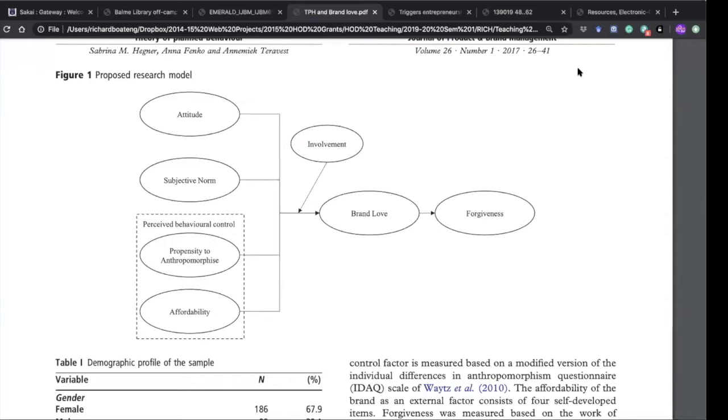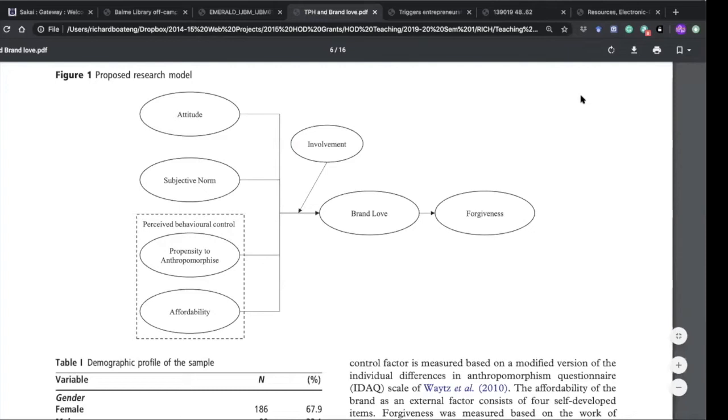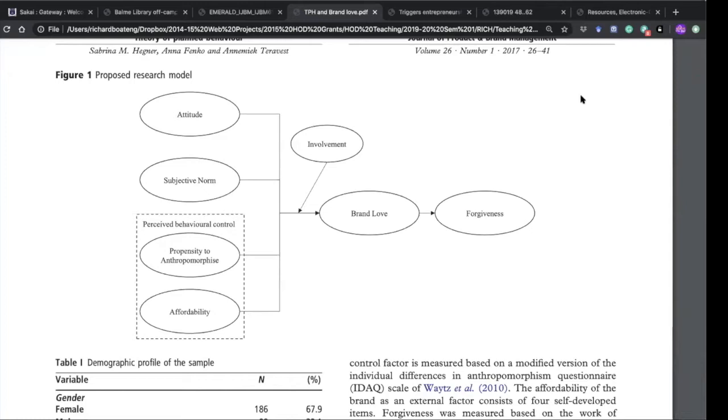So what am I trying to say here? What I'm trying to say is that we had a theory of planned behavior and we wanted to apply it to brand love. So we took the theory of planned behavior and put it on brand love, to study brand love that leads to brand forgiveness. So I have brand love here being a mediator, forgiveness being here, and I've got attitude, subjective norm, and the PBC, the perceived behavioral control, which I expanded to contain affordability and propensity to anthropomorphize.